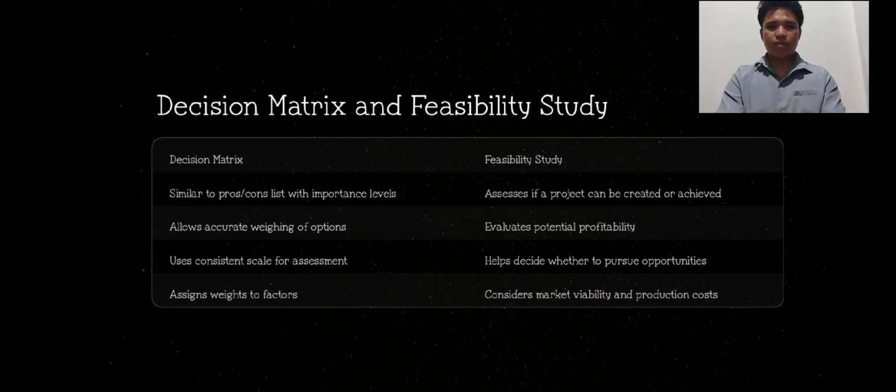Decision matrix and feasibility study. Decision matrix. It is similar to a pros and cons list with importance levels. It allows accurate weighing of options, uses a consistent scale of assessment, and assigns weights to factors. Feasibility study assesses if a project can be created or achieved, evaluates potential profitability, helps decide whether to pursue opportunities, and considers market viability and production costs.